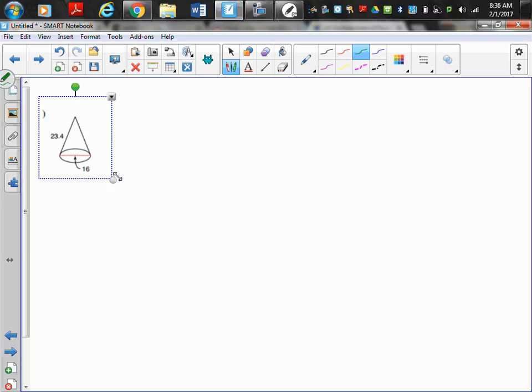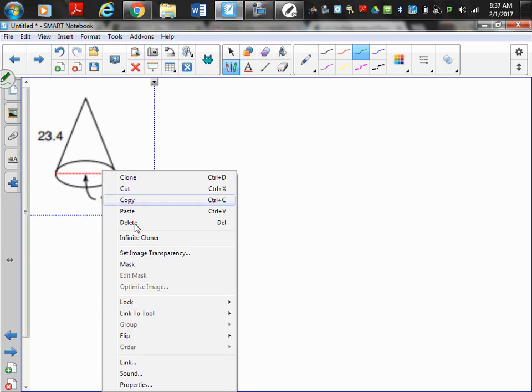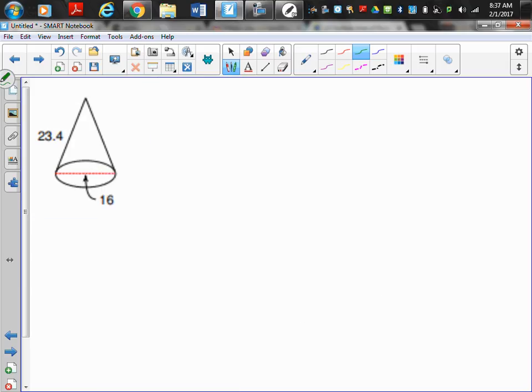All right. So first thing you do is you write your formula down. Pi r squared plus pi r s. All right. So now let's look at our numbers. Do I have my radius? I don't have the radius, but I do have the diameter. Diameter goes all the way across. So I need to cut that in half to get my radius. So my radius is 16 divided by 2 is 8.